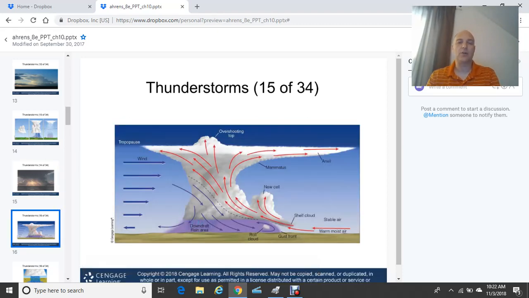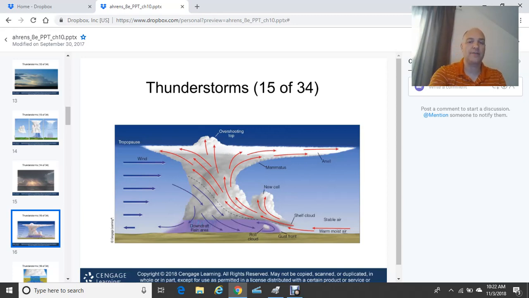This is an example of a supercell thunderstorm right here. Okay. Notice the red arrows indicate the rising air or the updrafts. The blue arrows indicate the downdrafts. Now, I want you to pay attention. See how the updrafts, the red arrows, are kind of angled? They're not straight up and down. They're at an angle. And that's very important because the downdrafts are basically not choking off or killing the updrafts in this case. They're not dissipating the storm.